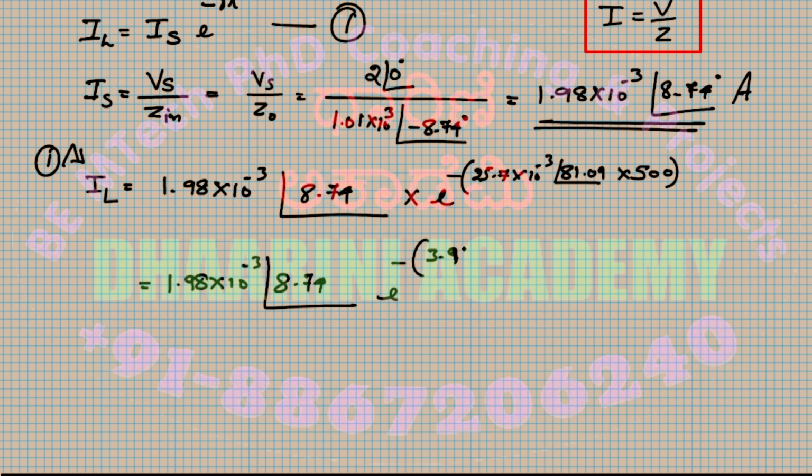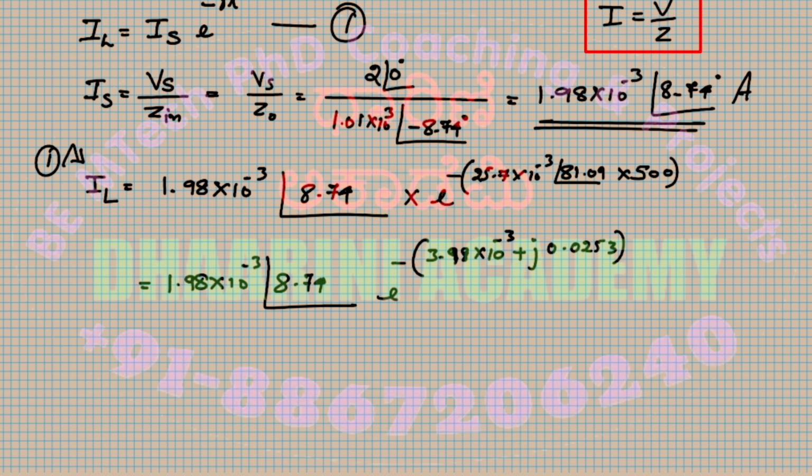3.98 into 10 to the minus 3, into 0.0253. This is the gamma value, correct? Into L. L is equal to 500, isn't it? Into 500. Okay, now you see, I'll tell you.